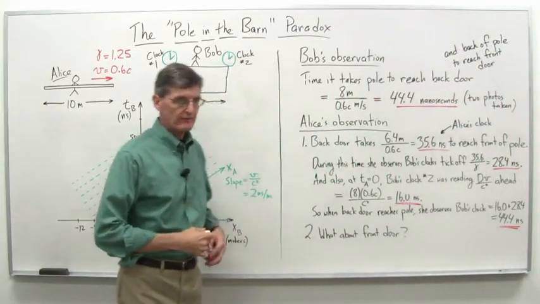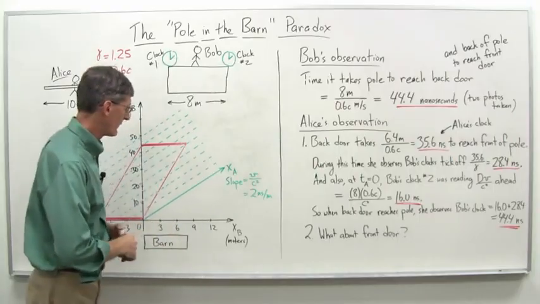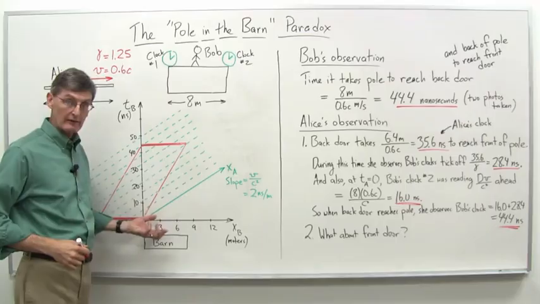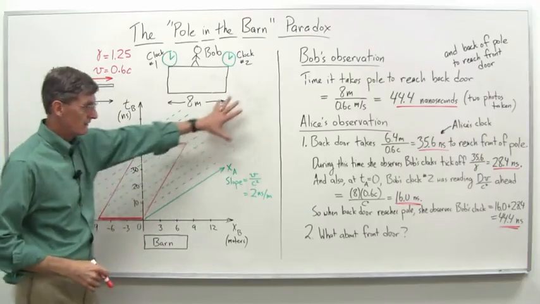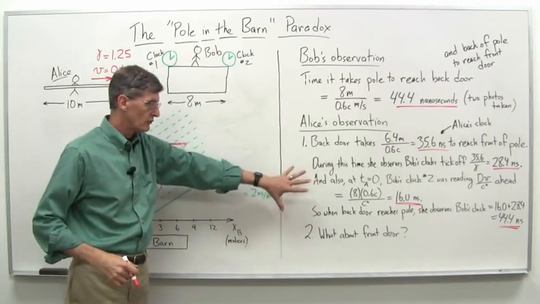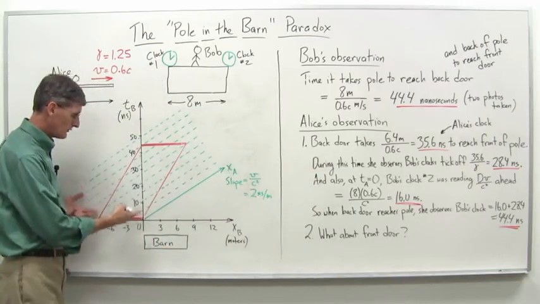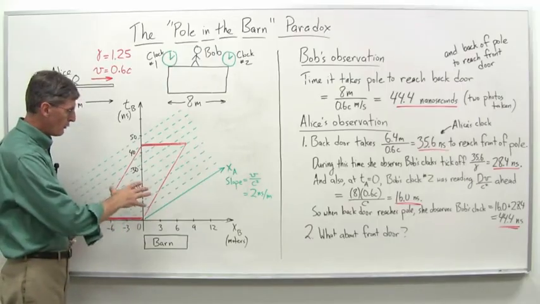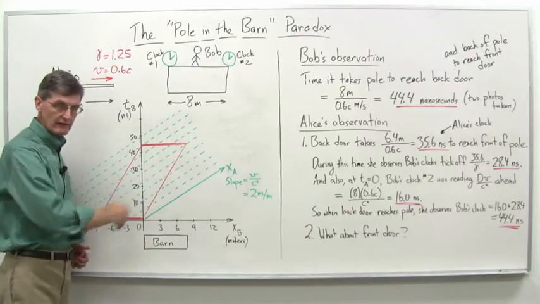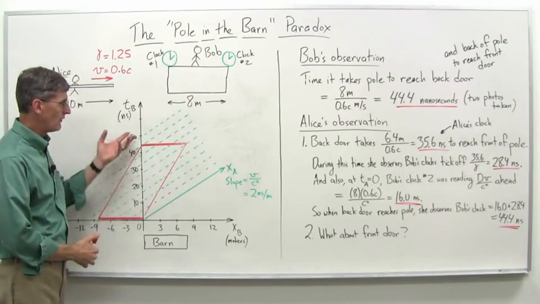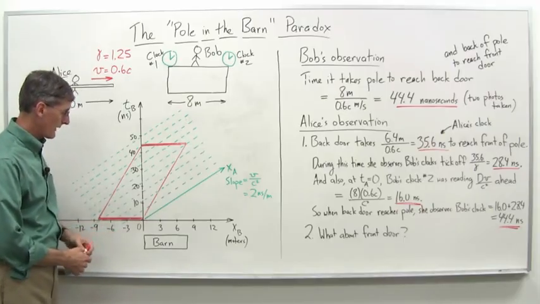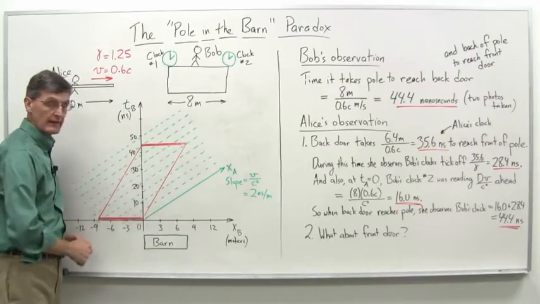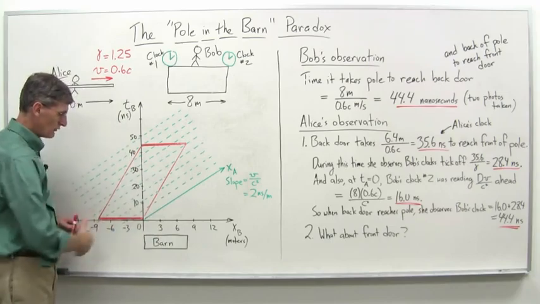Let's finish off the pole in the barn paradox by doing a space-time diagram, as we've done several times before. And here's all the calculations we did before. And here's a space-time diagram where the black axes, 90-degree axes, horizontal and vertical, are Bob's barn frame of reference. And we've got meters and nanoseconds, and put the units on there.